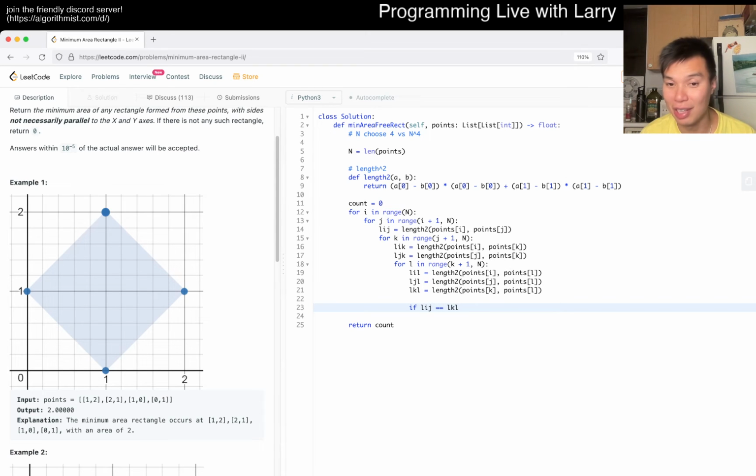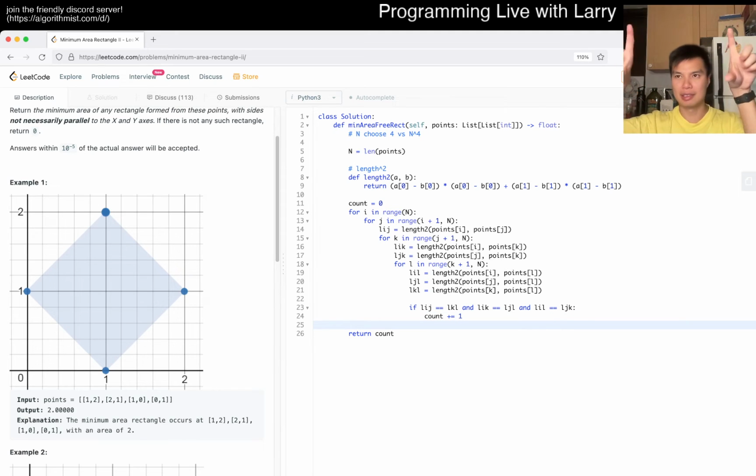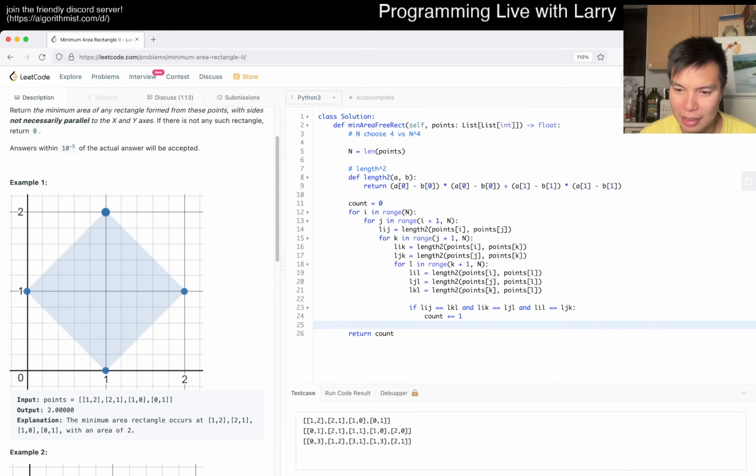Hopefully this is right, otherwise we did a lot of stuff where it is wrong. So IK is equal to JL, and what's the last one? IL is equal to JK, right? Then count increment by 1. Yeah, that means that do diagonal, right? All possibilities. And I think this maybe is a good start. Hopefully this is right. If not, then it's a little awkward.